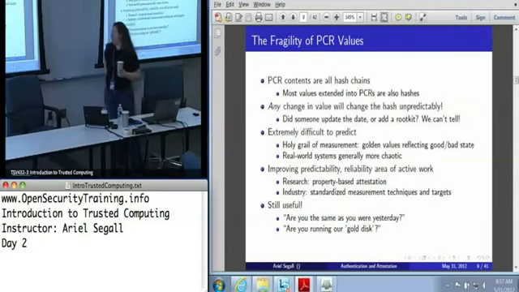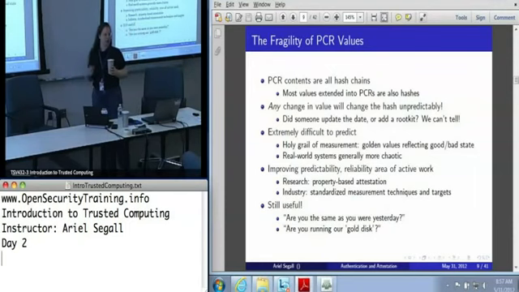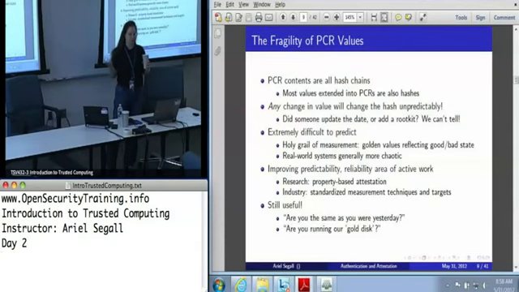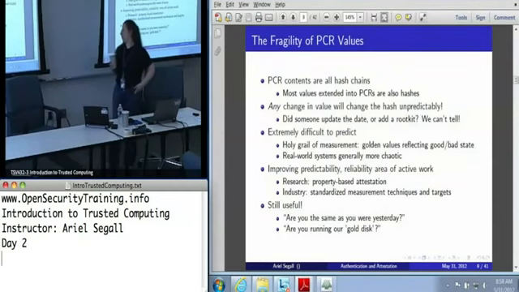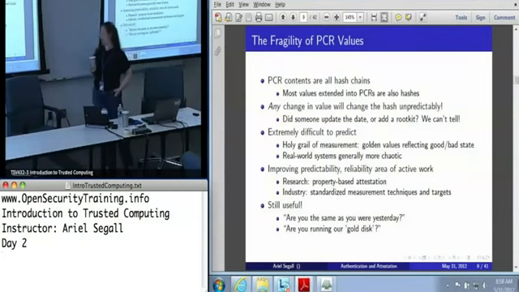So the problem with PCRs is that these nice hash chains that make them easy to verify and hard to forge are also extremely fragile, because absolutely anything will change the hash unpredictably. As Ina pointed out yesterday, if you change a timestamp in a file, well, that changes the hash, and we can't tell if that was a timestamp change or a rootkit. So predicting those hash values is what we call the holy grail of measurement here. There's a whole bunch of researchers trying desperately to get golden values that we can predict in advance. Unfortunately, that's easier said than done.